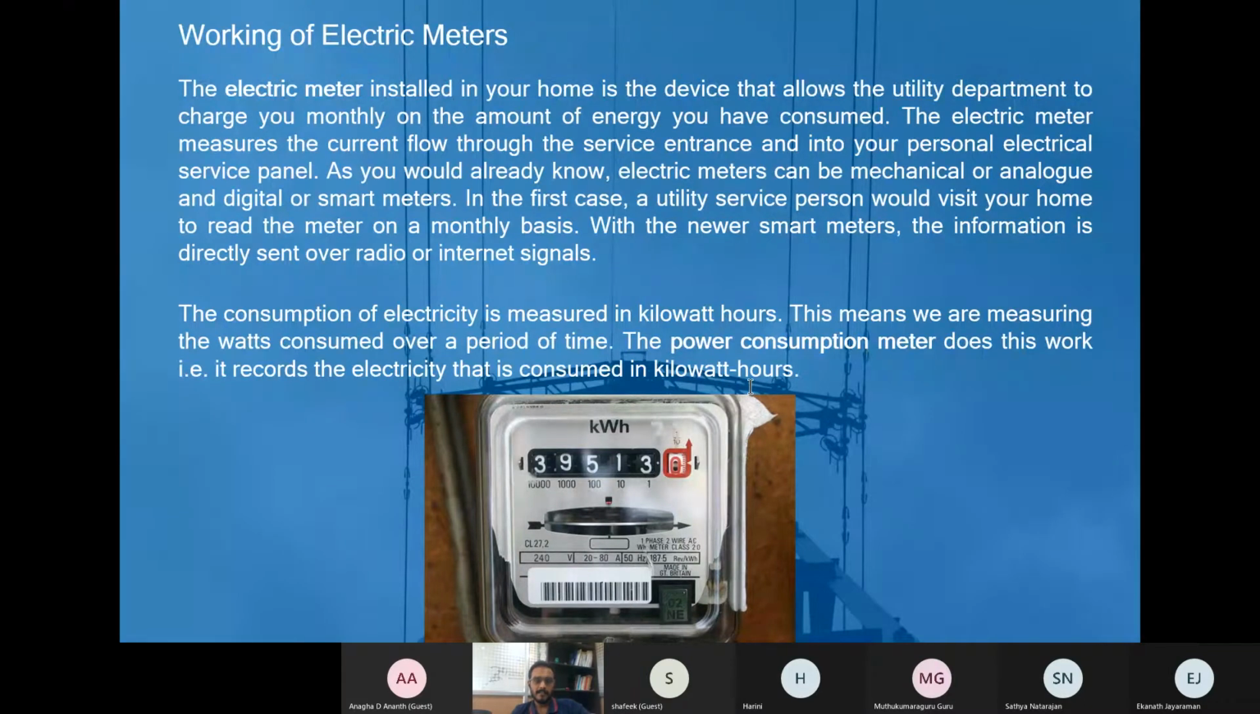This means we are measuring the watts consumed over a period of time. The power consumption meter does this work, that is, it records the electricity consumed in kilowatt hours. Sometimes the expenses incurred on electricity consumption are one of those expenses which you have to bear on a regular basis, so it will be every monthly or every billing period.